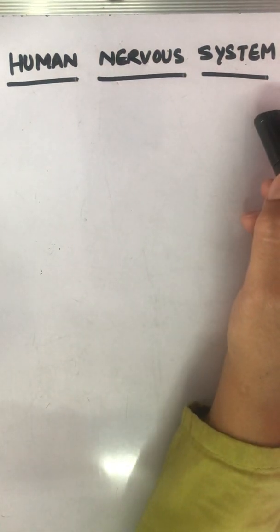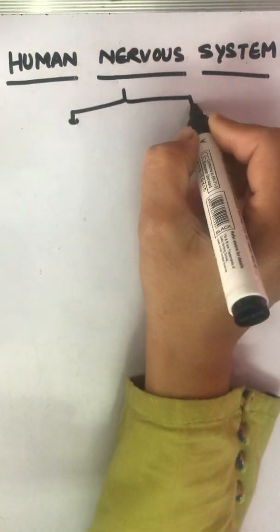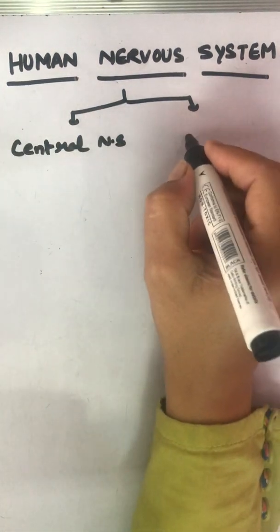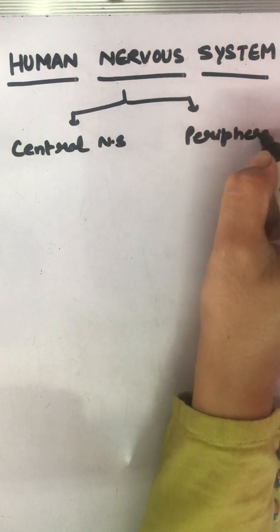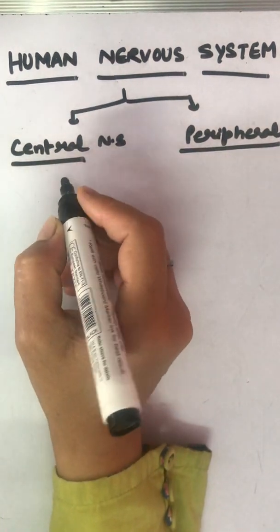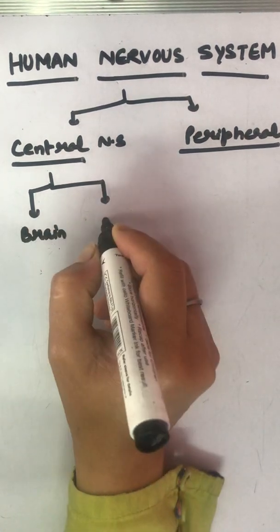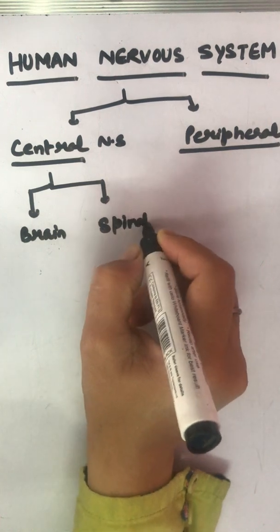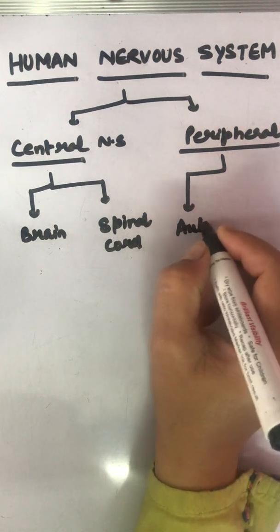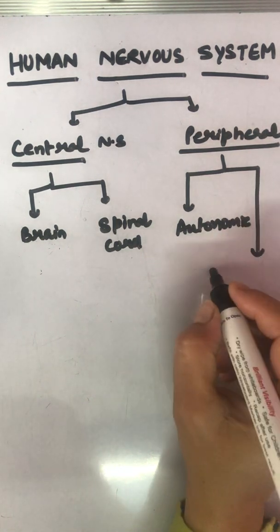Starting with the human nervous system. Now when we talk about the nervous system, we basically say it is divided into two: the central nervous system and the peripheral nervous system. Central is further divided into brain and spinal cord. Peripheral is divided into autonomic and voluntary nervous system.